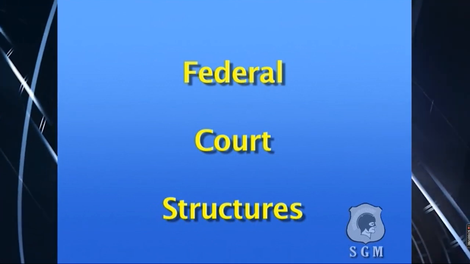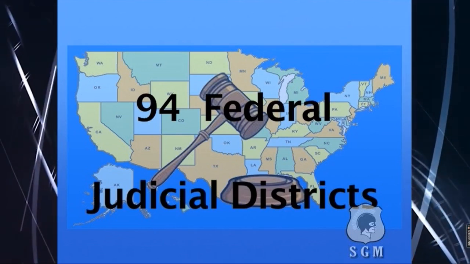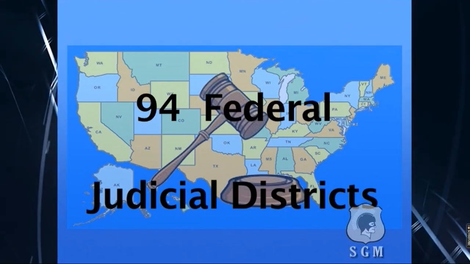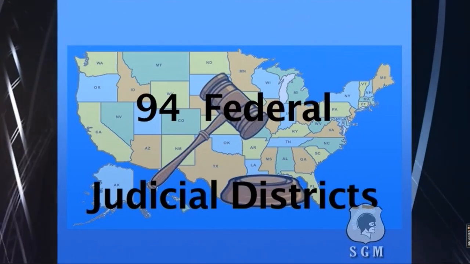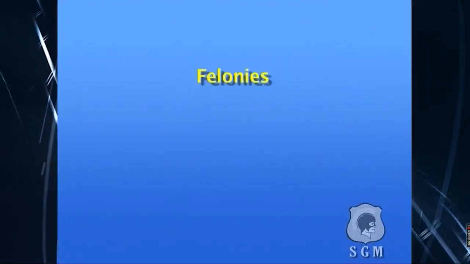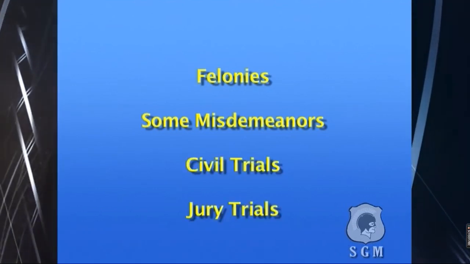The United States district courts are the trial courts of the federal court system. There are 94 federal judicial districts, including at least 1 district in each state. These courts hear federal cases. A few of the federal cases you would most likely be required to testify in are felonies, some misdemeanors, civil trials, jury trials.